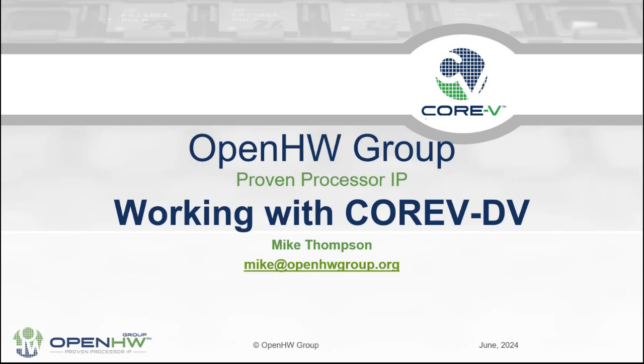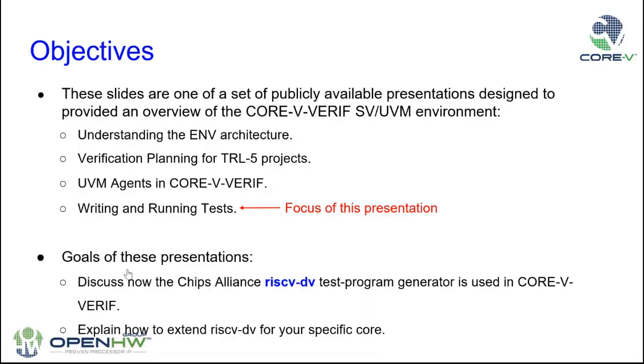Next slide, please. So these slides are part of a larger set of slides that are publicly available. Everything that we do in the OpenHW Group is open source. So if you're interested in looking into this in more detail, let me know. The focus of this presentation is developing and running tests. And specifically, we're going to talk about the CHIPS Alliance riscv-dv test program generator and how we use it in our UVM environment. Next slide, please.